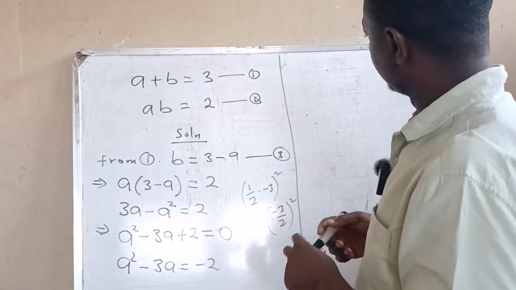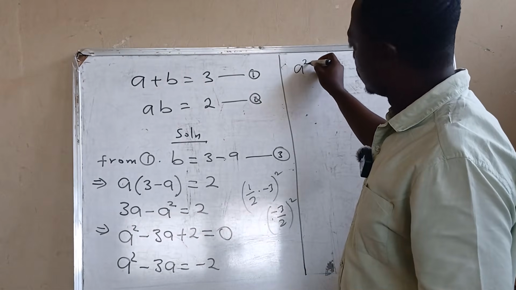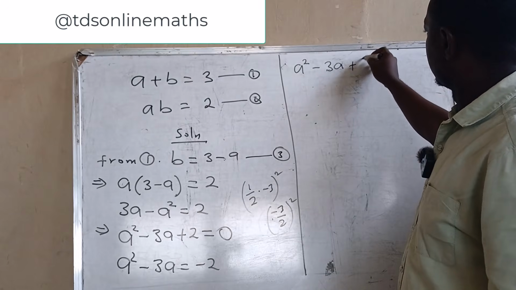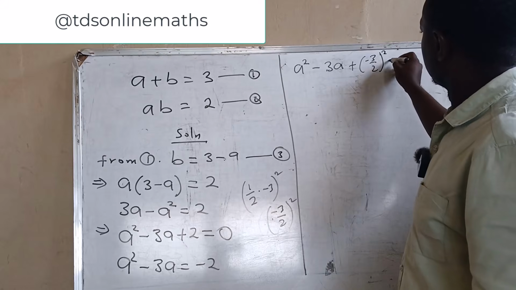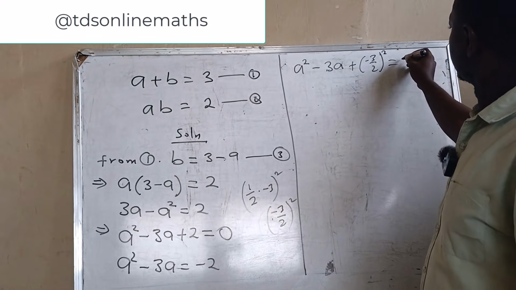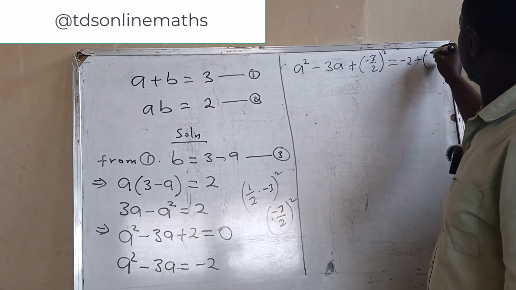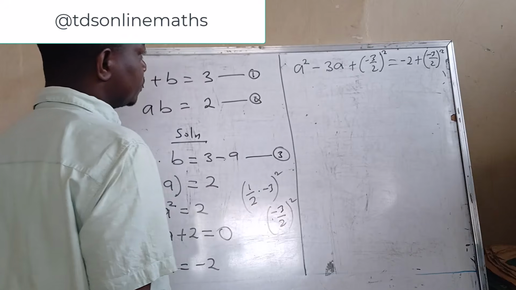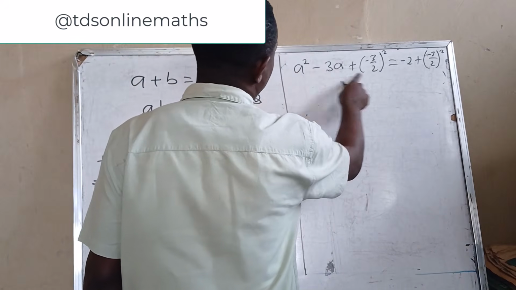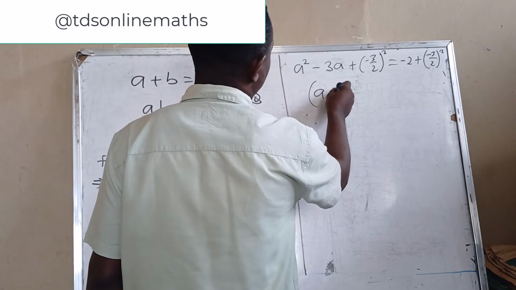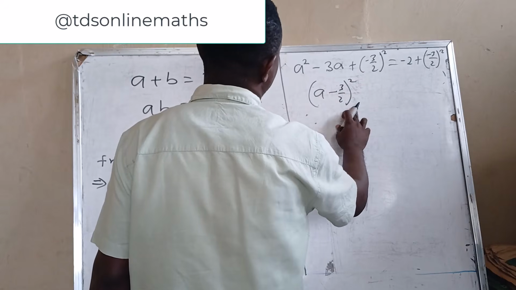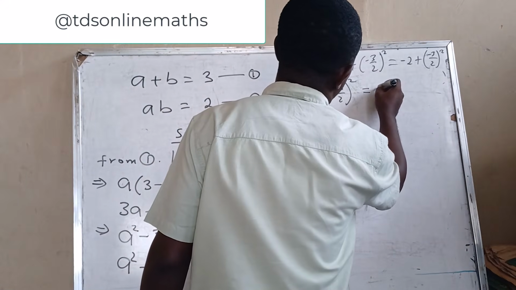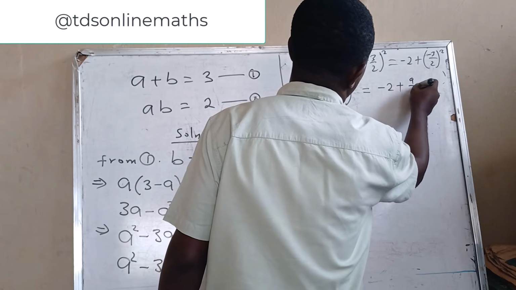So that will be a squared minus 3a plus (minus 3 on 2) squared equals minus 2 plus this one. I have done the addition. If I pick a minus 3 on 2, all squared, when I expand this, I'll get exactly what is over there. That's the idea. So I have minus 2 plus 9 on 4.